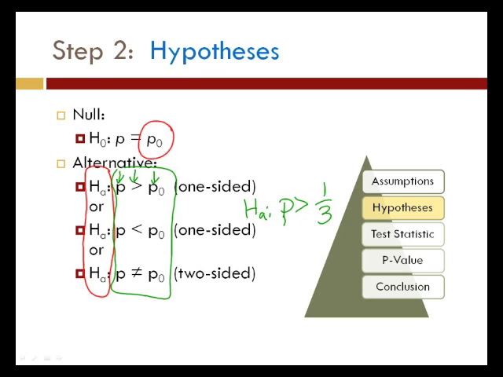Yes, Taylor? Are we always just supposed to assume that guessing is just going to be 1/3? Not always 1/3. It depends on how many they have to choose from. But if they're guessing at random and each one's equally likely, it will be 1 over the number that they're guessing. Any other questions?